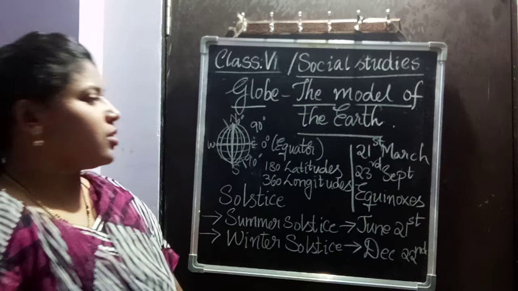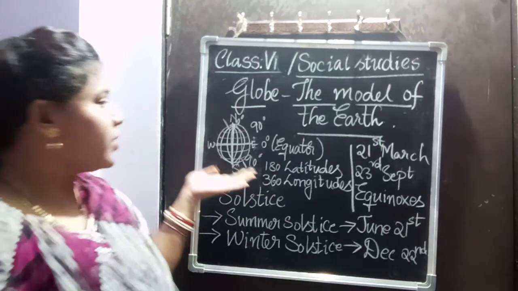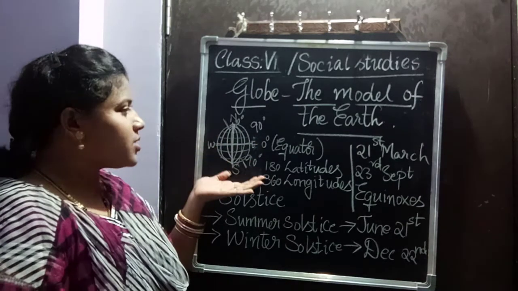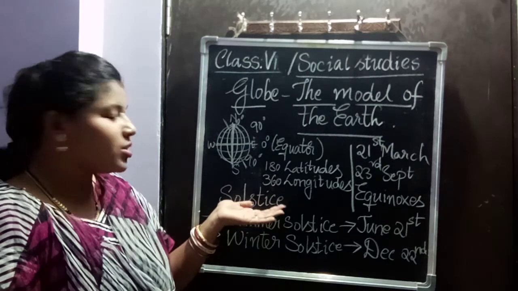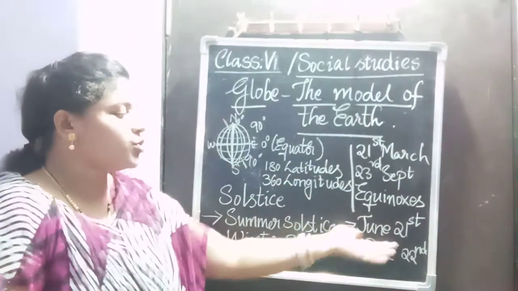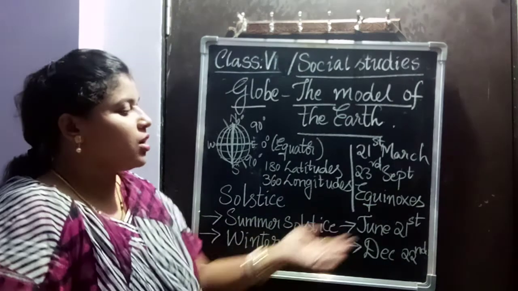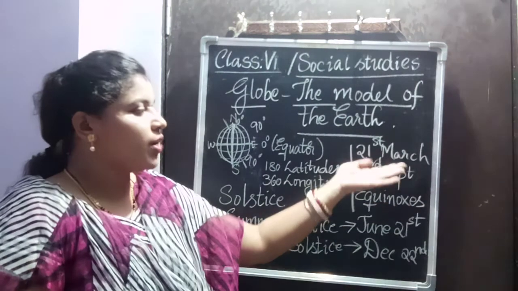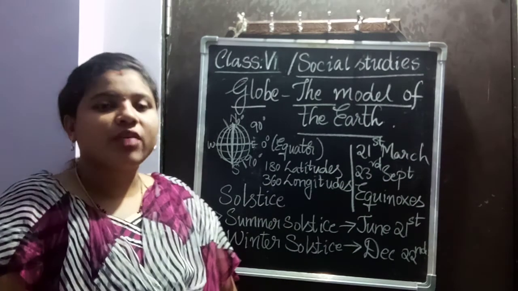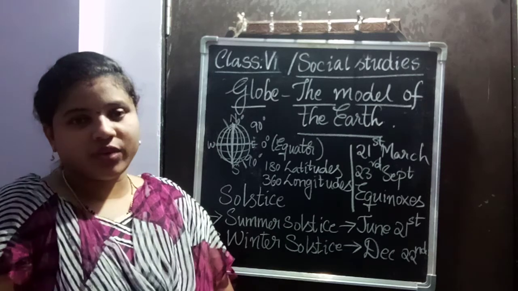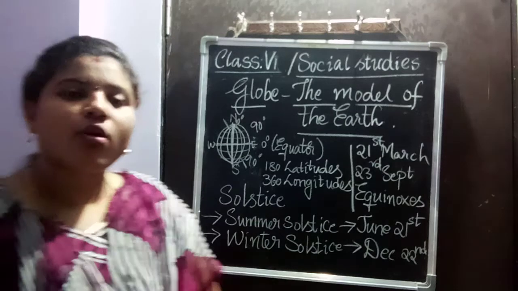So children, this is the lesson. The globe, the model of the earth. We have discussed the earth, what the globe looks like, and the imaginary lines. We have discussed the solstice, on 21st of June and 22nd of December. One is the summer solstice, another is the winter solstice. We have discussed equinoxes. One happens on 21st of March and the other on 23rd of September. We have discussed the eclipse that we have seen. Now this was the lesson. I hope you have all understood the lesson.